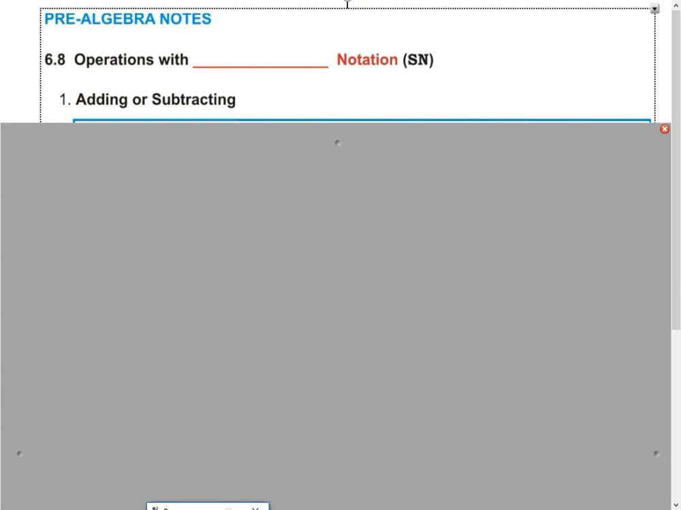All right, we got to talk about operations with scientific notation. SN for short, scientific notation. And we've talked about scientific notation already. If you remember, the idea is to be able to write either very large numbers or very, very small numbers, and that's the idea.